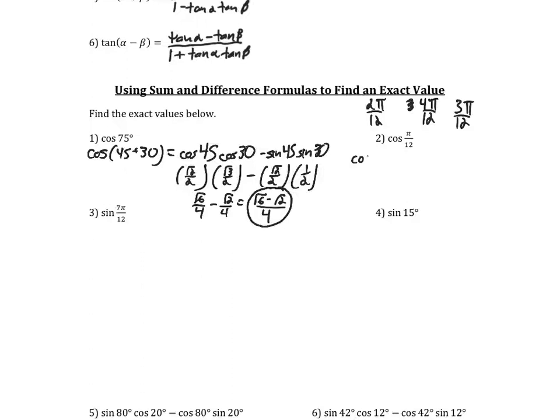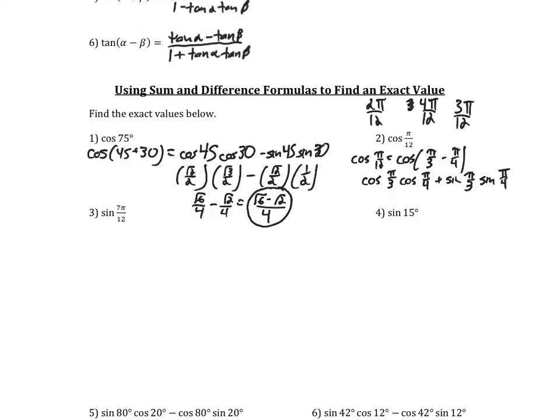So I could rethink of cosine of pi over 12 as being cosine of pi over 3, which is 4 pi over 12, minus 3 pi over 12, which is pi over 4. So cosine of pi over 12 is the same thing as cosine of pi over 3 minus pi over 4. And using my sum and difference formulas, I'm just going to write this below. That would be cosine of pi over 3 times cosine of pi over 4, plus sine of pi over 3 times sine of pi over 4.